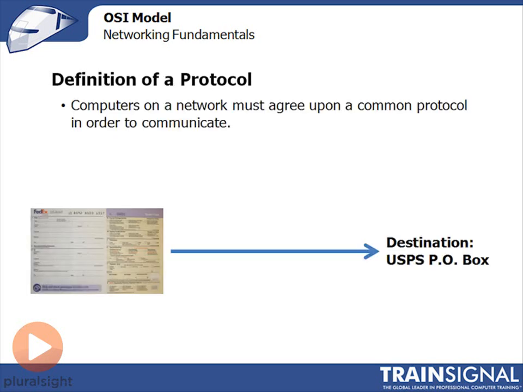Now, when it comes to computer networking, if two computers are going to communicate on a network, they have to agree upon a common protocol, or a common set of rules and procedures, to communicate. So the example I have illustrated on the screen is, what if you want to send a FedEx package, but the destination address is a United States Postal Service P.O. Box? Can you do that? No, you can't. And I know you're thinking to yourself, wait a minute, there are ways to get this done. Yes, it is true.